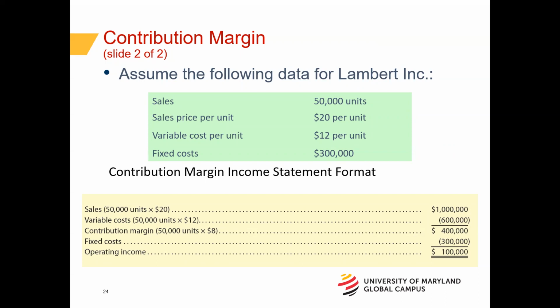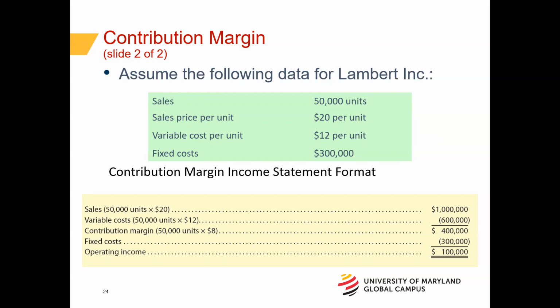Our variable costs. We sold 50,000 units at $12 per unit. Variable cost: 50,000 units, $12 per unit, variable cost equals 600,000. So we have $600,000 in total variable costs. Sales minus variable costs equals gross margin, 400,000.